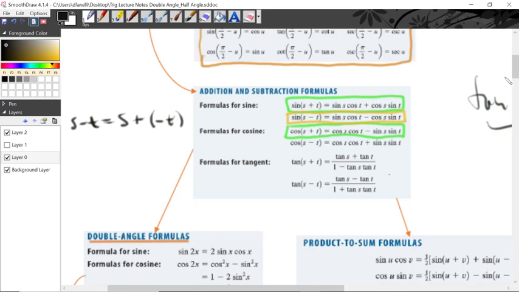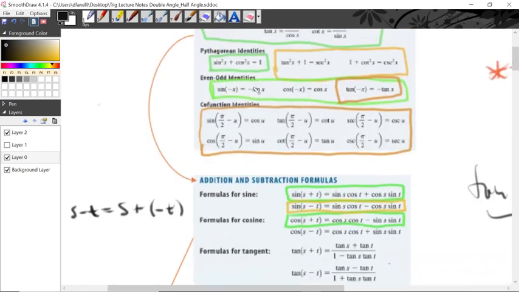Then you use the previously known even and odd identities that I said were so important to know. Cosine of negative t is the same as cosine of t. And sine of negative t is negative sine of t. So you can quickly rederive the difference formulas, if you didn't have that memorized already. So that's a technique that I suggest. And the same process can be used for the cosine of a difference as well.